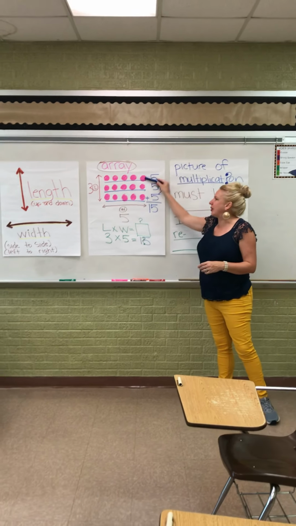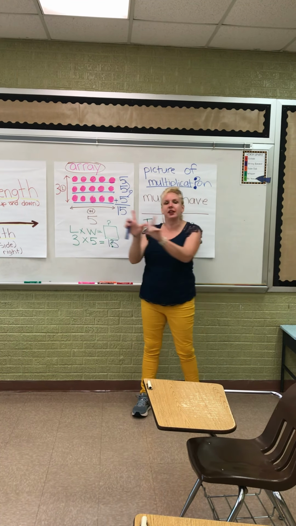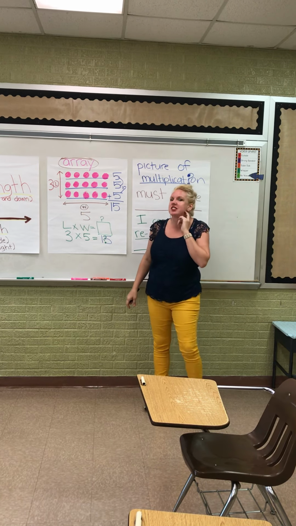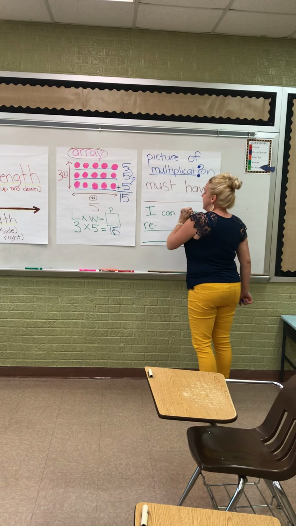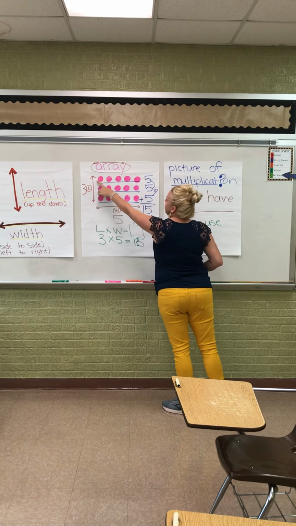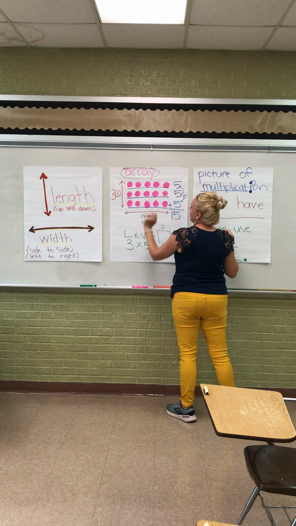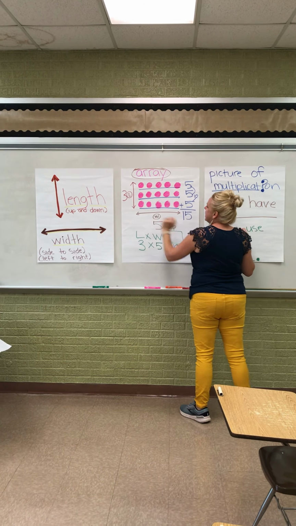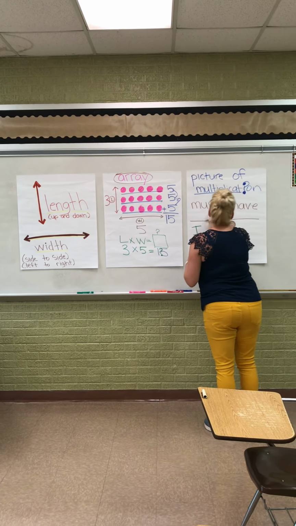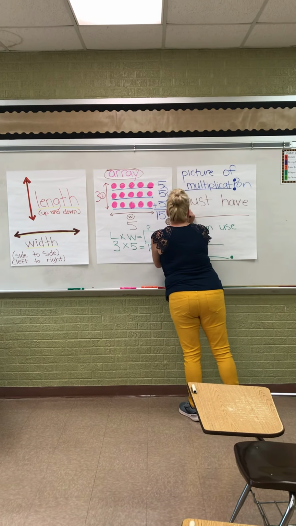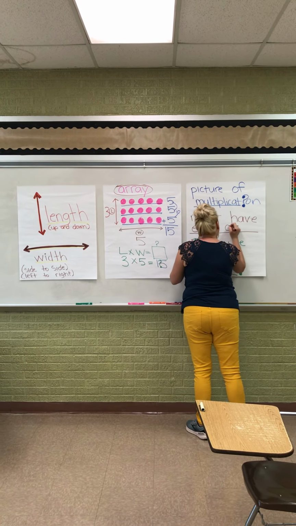Now, what did I learn about each group? What does each row have in common? Each row has the same amount of shapes. This row had 1, 2, 3, 4, 5 circles. This row had 1, 2, 3, 4, 5 circles. This row has 1, 2, 3, 4, 5 circles. All right, so it must have equal groups.